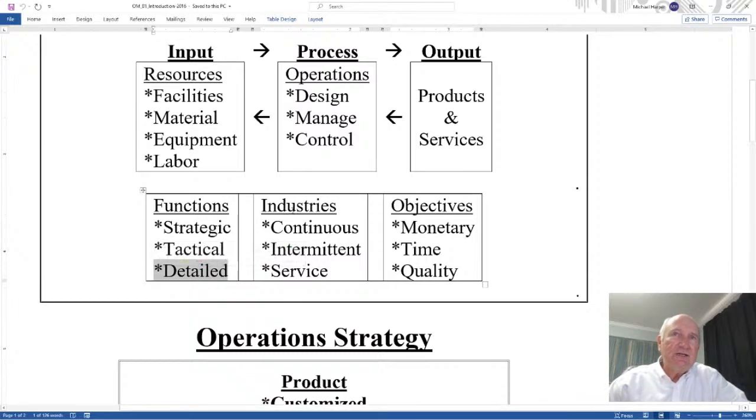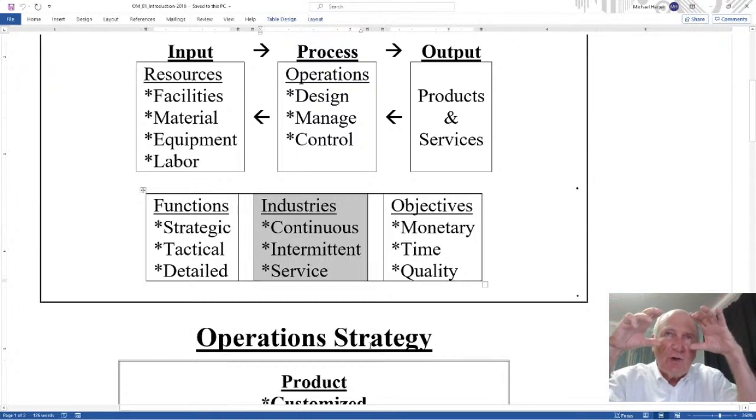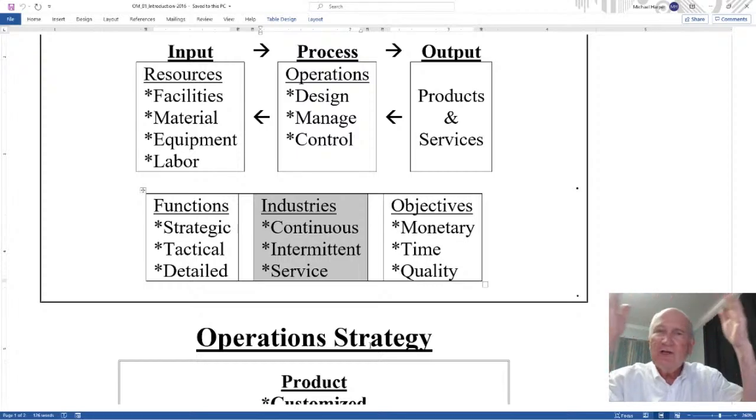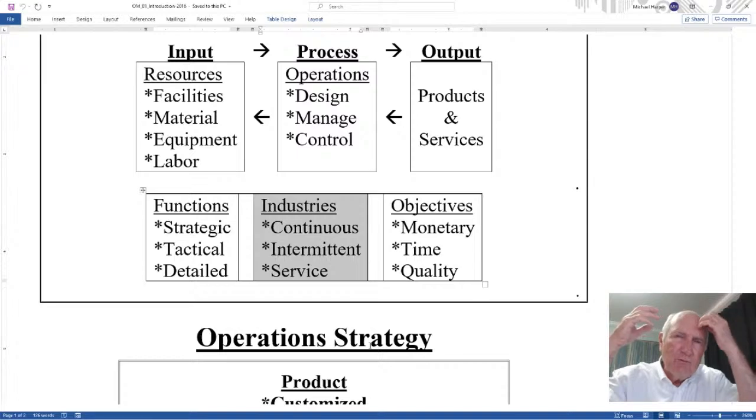Okay, next is industries, and there are different kinds of industries. I've only divided this down and aggregated and generalized it to only 3 types of industries. There's a lot more than this, and there's some that are not here. But these are the 3 we'll be looking at for operations in this course.